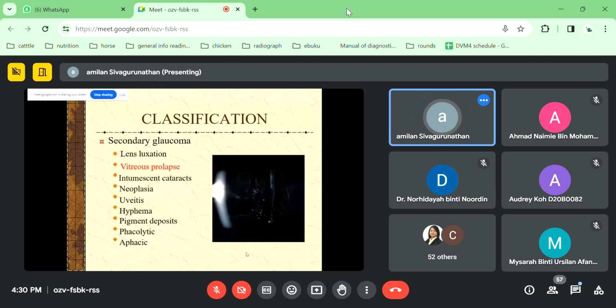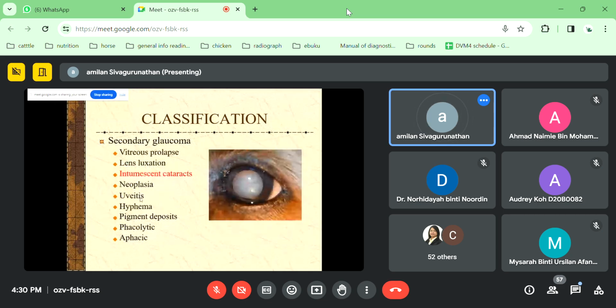Here you have the aqueous humor in the front. As we look in the back of the eye, you can see this floating material in the chamber. This refers to the prolapsed nucleus leaking out from the back chamber into the front chamber. We also classify it based on cataracts as we see. So any cataract with concurrent glaucoma is classified as secondary glaucoma.